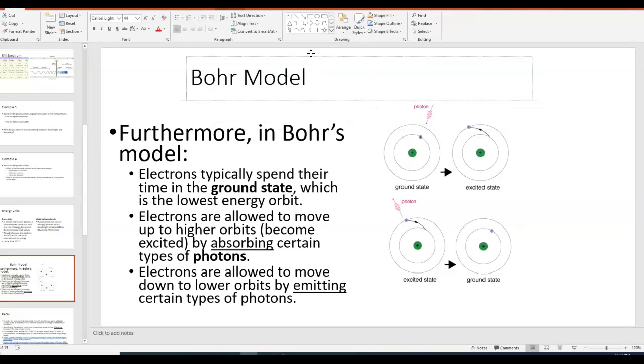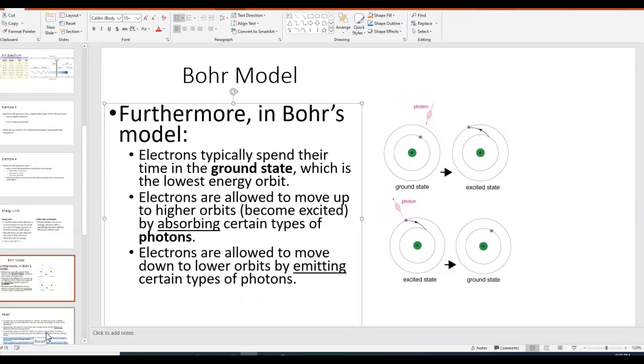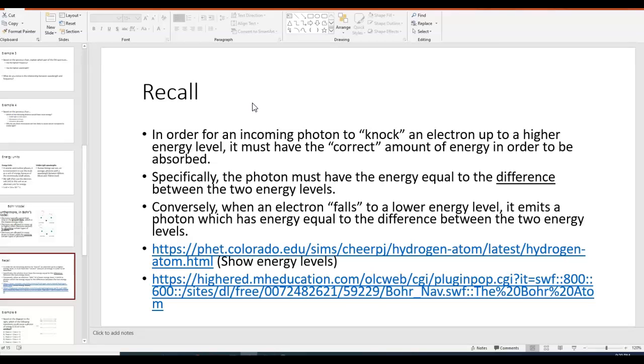And we talked about this before. In fact, I think this is the exact same slide that we looked at before about the Bohr model and how electrons can move up and down in energy by absorbing or emitting photons. Okay, now let's talk more about how this works. In order for an incoming photon to excite an electron to a higher energy level, it has to have the correct amount of energy. What do I mean by the correct amount of energy? The energy the photon has in order to do the exciting has to be equal to the difference between the two energy levels. And when I say the difference, I mean that in two different ways.